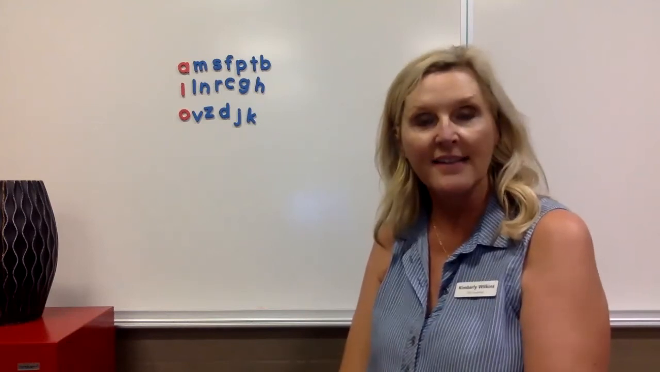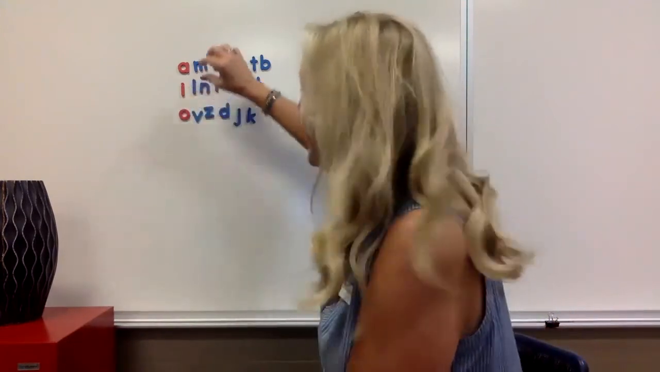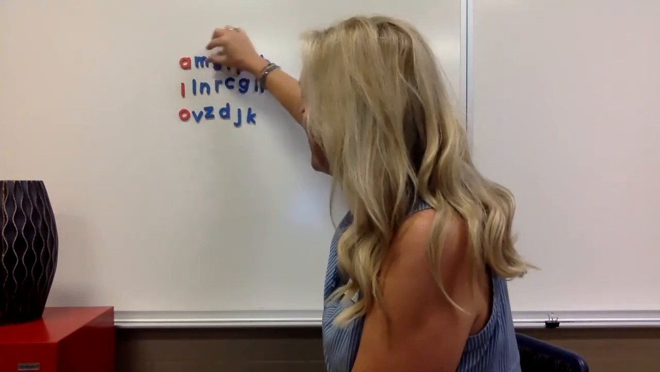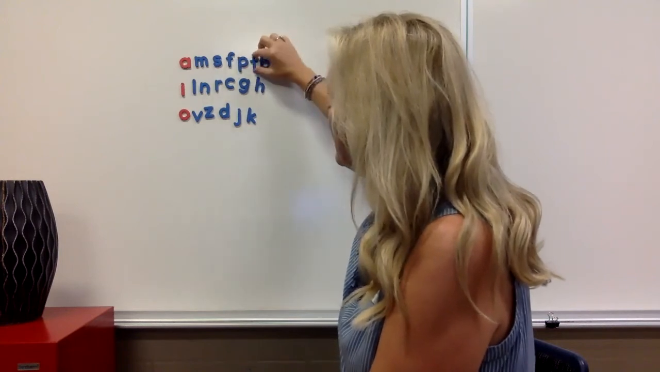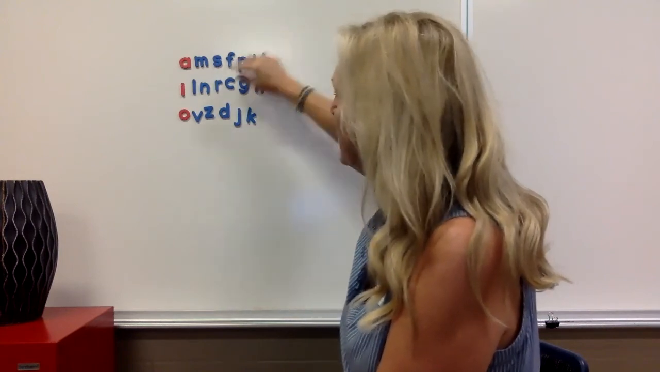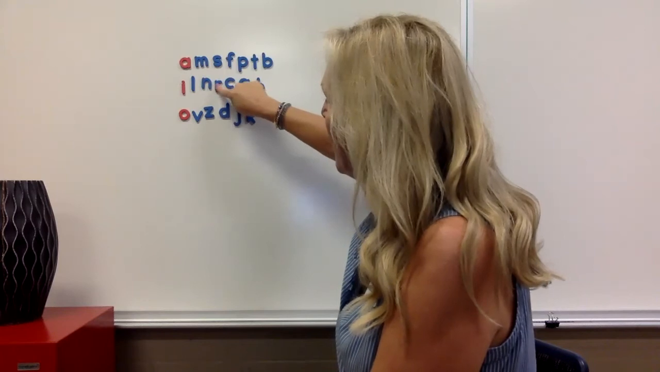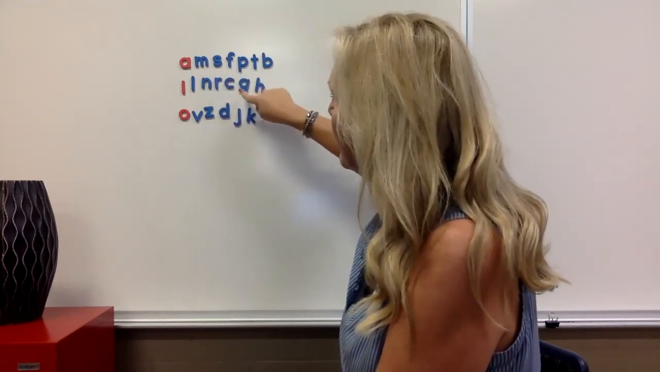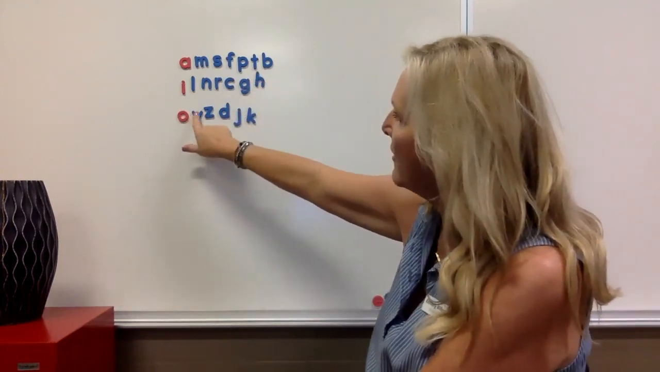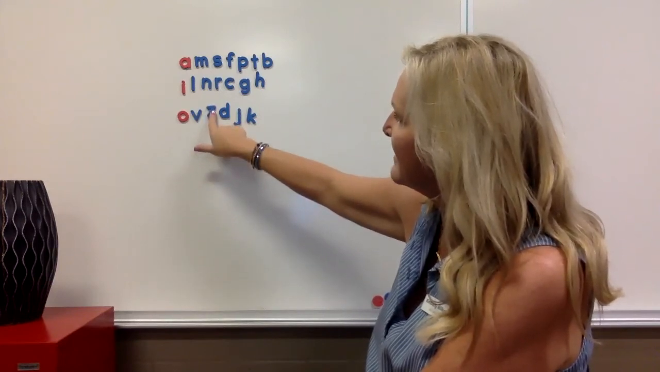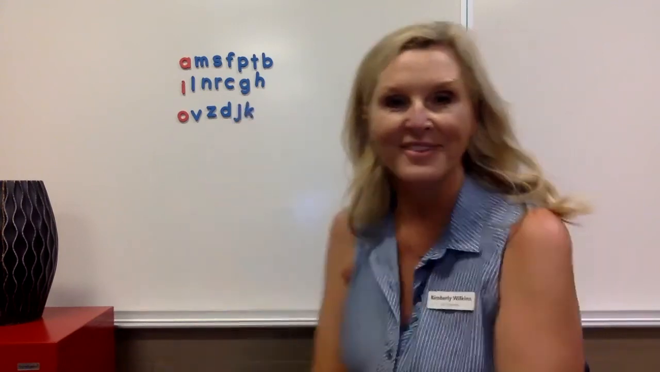All right, get your finger on your letters and let's go across and let's pull them down and make them say the name and push them up and say the sound. Are you ready? Here we go. Let's do it together. A, M, S, F, P, T, B, I, L, N, R, C, G, H, O, V, Z, D, J, K. Good job.